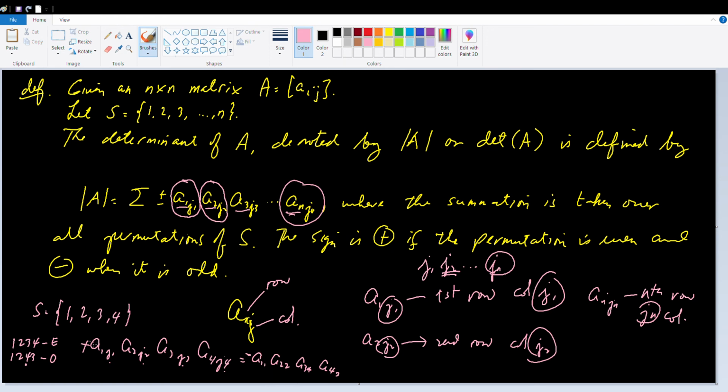Okay? So we are going to multiply an element from the first row by an element from the second row, by an element from the third row, and by an element from the fourth row. Now, the exact location of those elements will be dictated by the permutation. So, if S is 1, 2, 3, 4, we know that there are 24 permutations. So that means that we will replace J1, J2, J3, J4 by each and every permutation of S. So there are 24 all in all. But in our example, let us start with a 3 by 3 matrix.